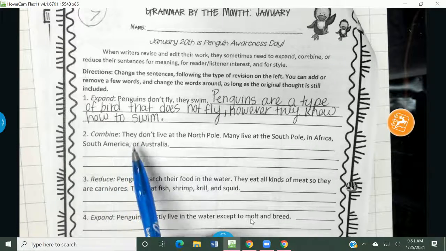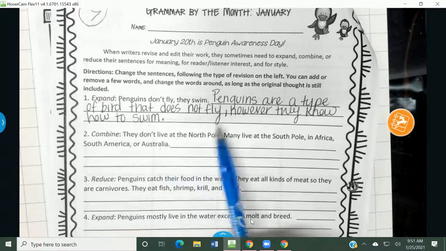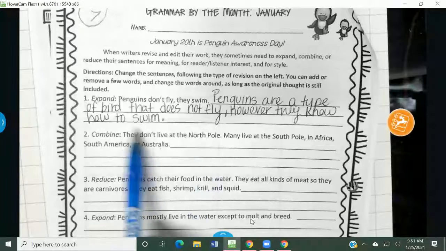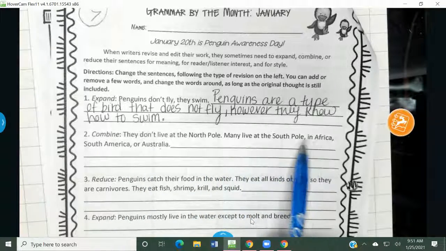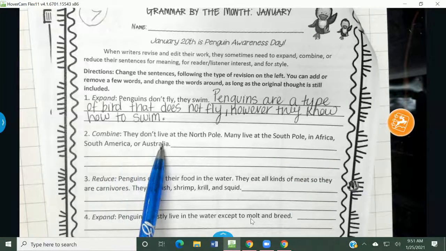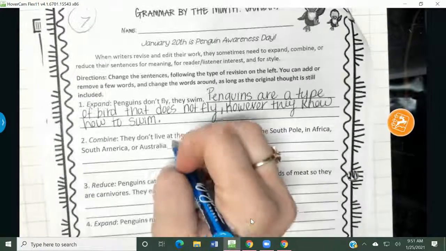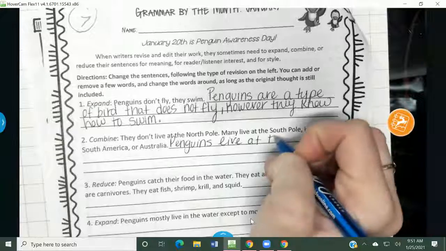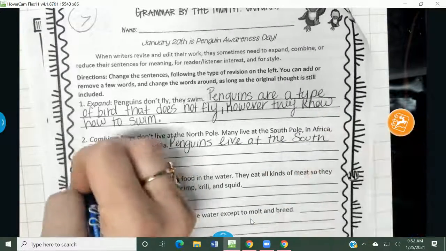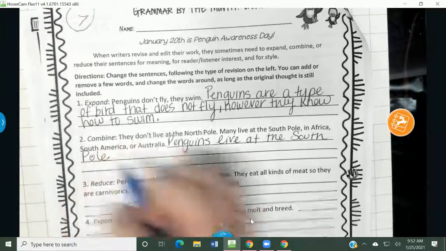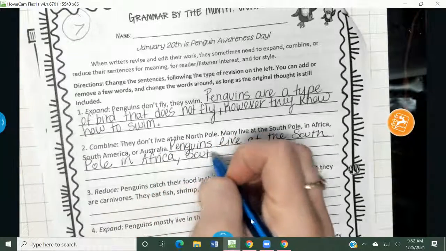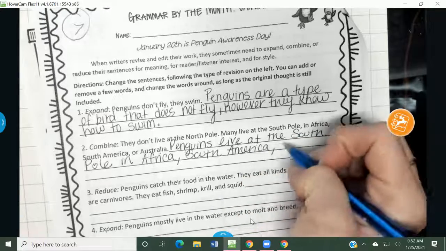Let's talk about how we combine. So think about, if I need to combine a sentence, I'm going to go ahead and use a comma and or a conjunction instead. So it says, they don't live at the North Pole. So they're talking about penguins. Many live at the South Pole in Africa, South America, or Australia. So how do I take all this information and combine it into a simpler sentence? I can say that penguins live at the South Pole in Africa, comma, South America, comma, and Australia.